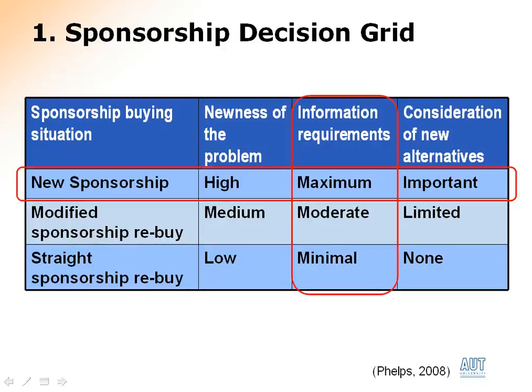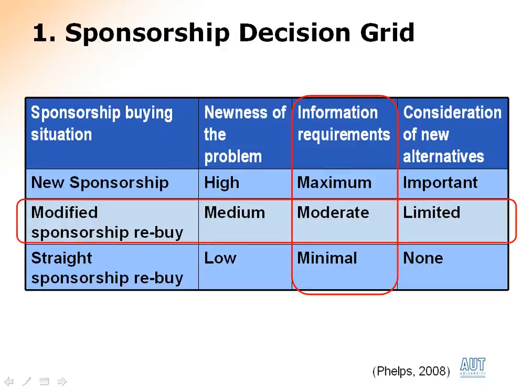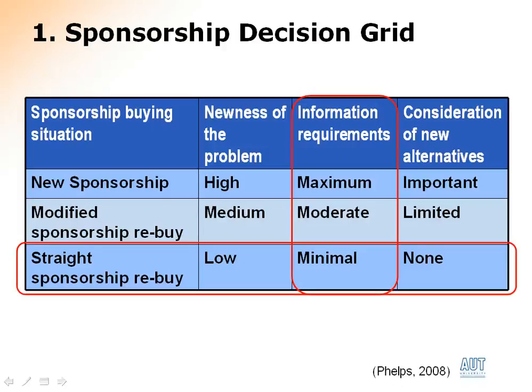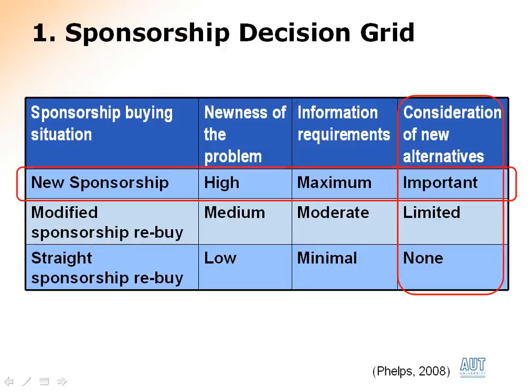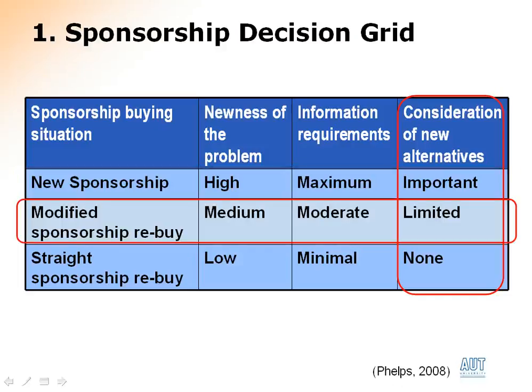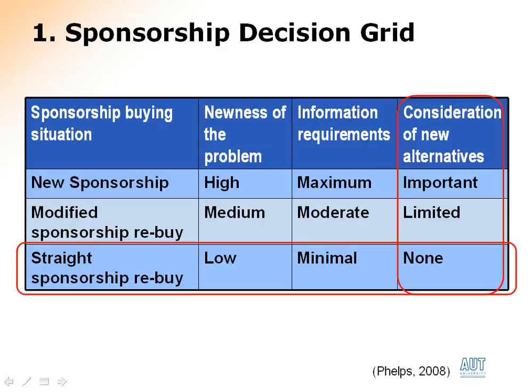You need to think about the information requirements. If it's a new sponsorship, they want as much info as they can get. If it's a modified rebuy, they want a bit of information. If it's a straight rebuy, they want very little. If they're going to consider new alternatives, if it's a new sponsorship, they're going to want to compare it to everything. If it's a rebuy, they may or may not want to consider alternatives. If it's a straight rebuy, they aren't even going to be interested.